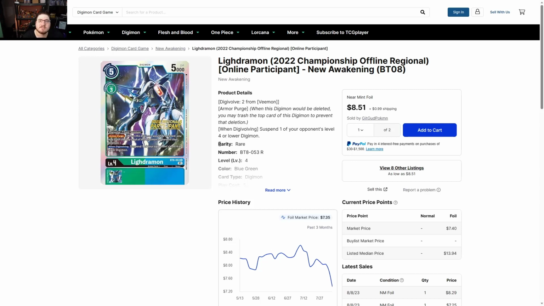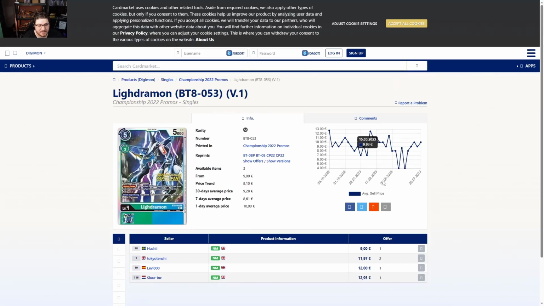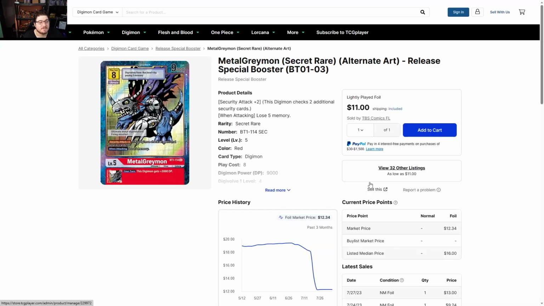I mean, yes, it is for the Armor Rush, and eventually Armor Rush should get a new wave of support. That's not until anytime soon. On the euro market, though, looking like it's gonzo. You have 9 euros, then 11 euros 97 cents, 12 euros, and then 12 euros 95 cents, and it's just gone. So definitely they don't have many left on that market.